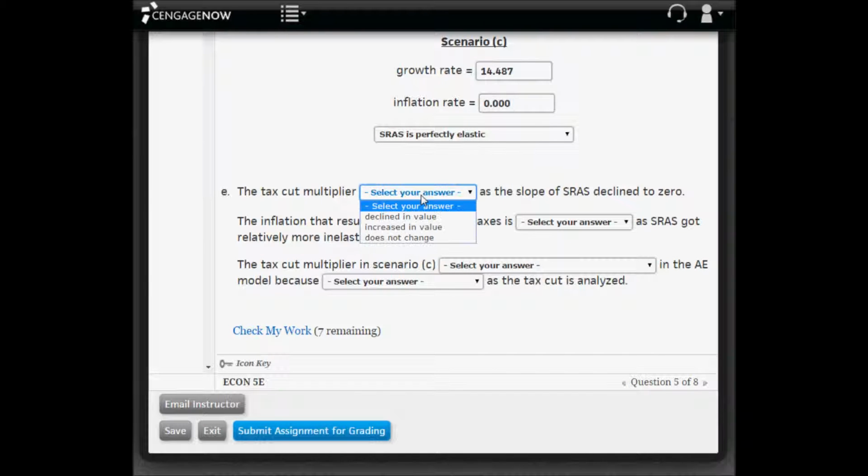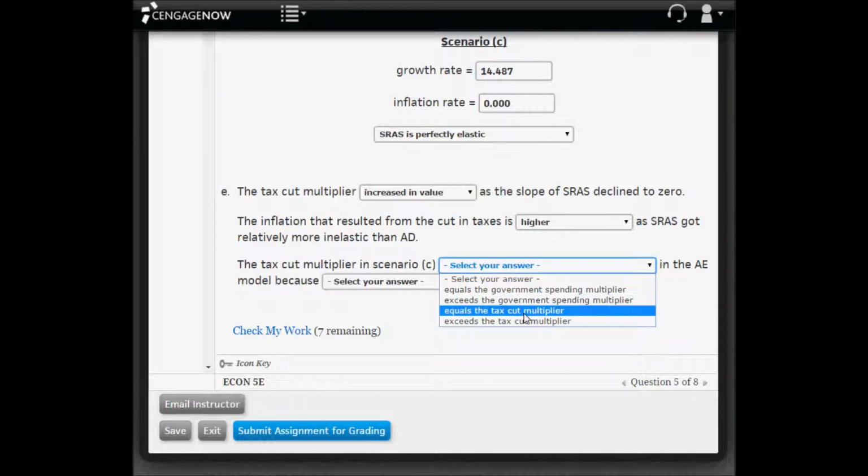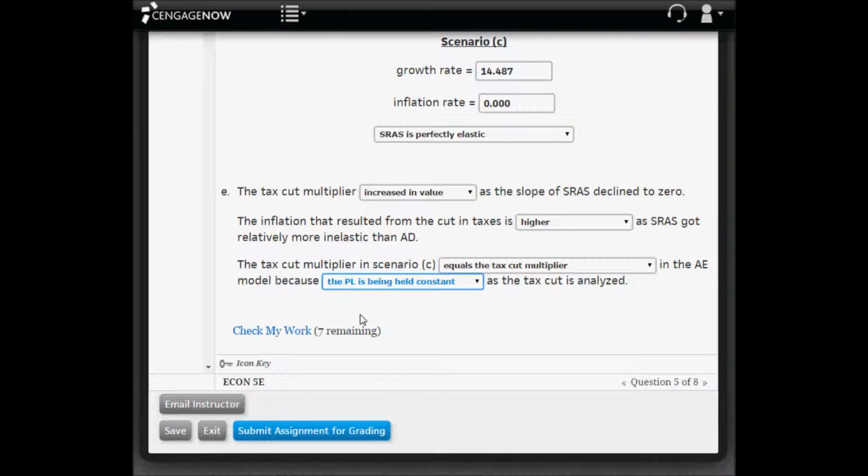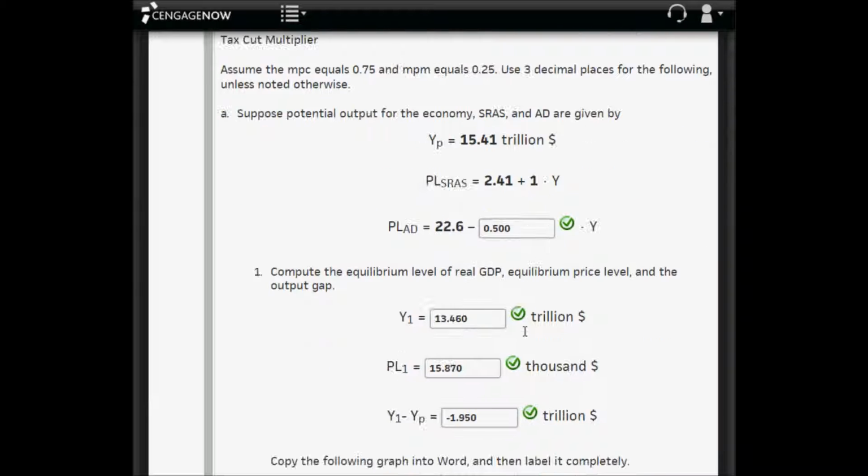The tax cut multiplier increased in value as the slope of short-run aggregate supply declined to 0. The inflation that resulted from the cut in taxes is higher as short-run aggregate supply got relatively more inelastic. The tax cut multiplier in scenario C equals the tax cut multiplier in the aggregate expenditure model because the price level is being held constant as the tax cut is analyzed. Now I'm going to check my work and we should have everything correct. And it looks like we got everything correct.